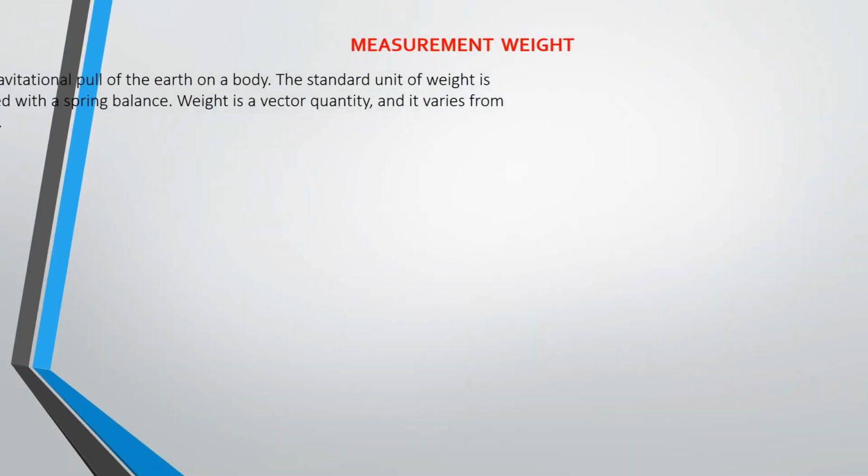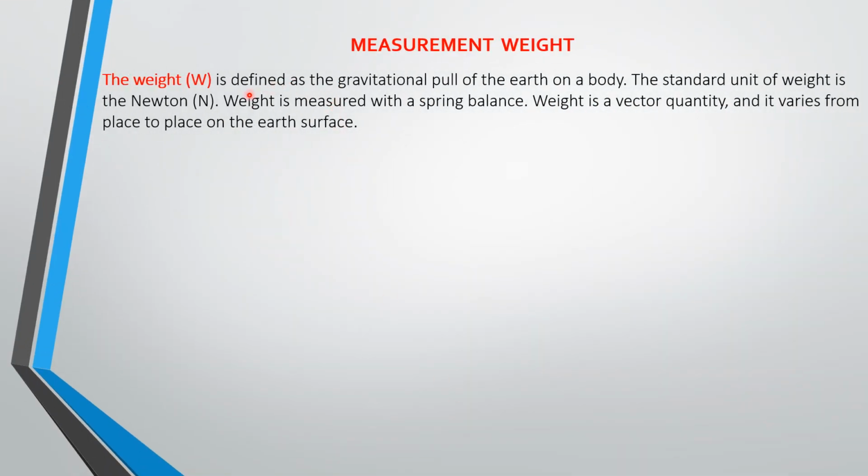So now, what is weight? Weight is defined as the gravitational pull of the earth on a body. Weight is the force of gravity, that is the gravitational pull of the earth on a body. So you find out that weight has to do with force of gravity, but mass has to do with quantity of matter that is in a body. Sometimes this is always confusing students. The two are different. Mass is a scalar quantity, while weight is a vector quantity, because it has both magnitude and direction.